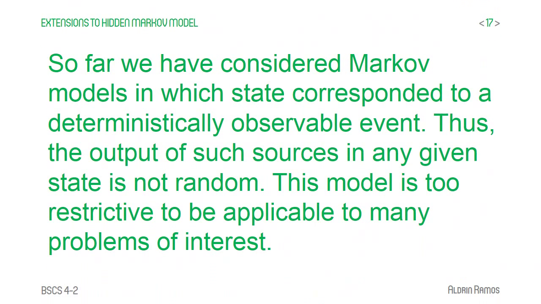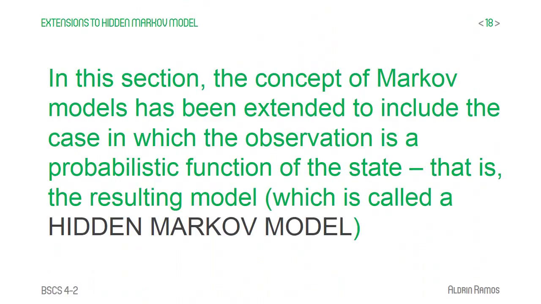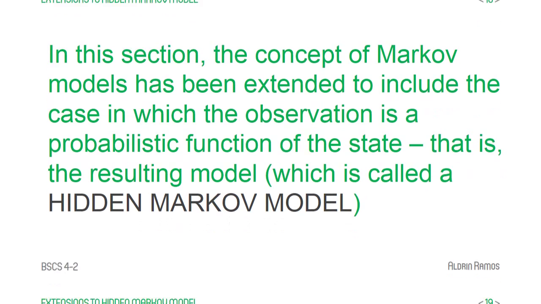We have considered Markov models in which each state corresponded to a deterministically observable event. Thus, the output of such sources in any given state is not random. This model is too restrictive to be applicable to many problems of interest. In this section, the concept of Markov models is extended to include the case in which the observation is a probabilistic function of the state. The resulting model is called the hidden Markov model.